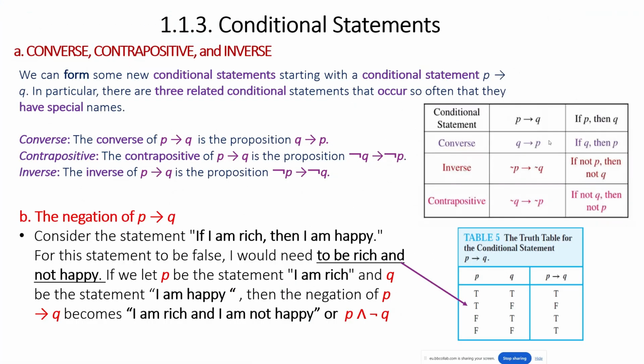Now, these are basically just some examples again. If I'm rich, then I'm happy. For this statement to be false, I would need to be rich and not happy. They're trying to explain this part over here. I think we spoke enough about those.